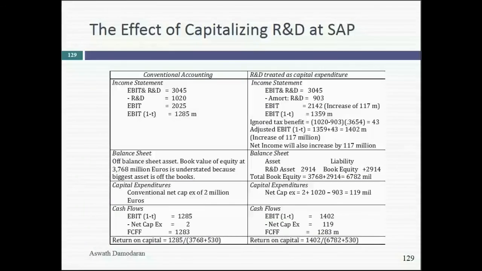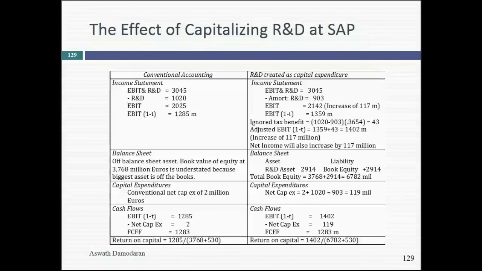But the big change is my return on capital for the company. With the old approach, I get a return on capital of about 27%. SAP looks like an amazing company. But when I capitalize that same R&D, the return on capital drops to 17%. Still a very good return on capital, but once I brought the R&D onto the books, the company looks less attractive than it did before I capitalized R&D.